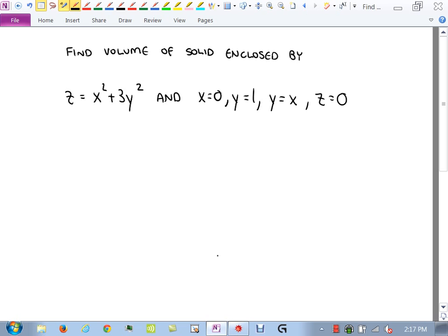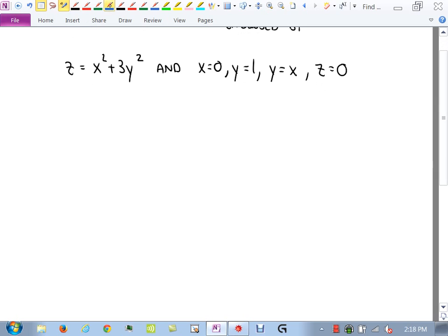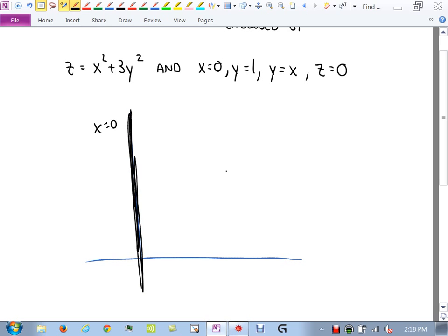z equals x squared plus 3y squared is a paraboloid. It's a bowl, okay? Kind of a weird bowl, but it is a bowl. x equals 0 is the yz plane. y equals 1 is the xz plane moved out 1. y equals x is the diagonal, but it's a plane. It's three-dimensional. z is free, so it goes up and down. And then z equals 0 is the xy plane. Somehow all these objects come together, and we have a region enclosed by all of them. So I'm going to do my best to try and first come up with what's D, what's on the ground. So x equals 0 is this. y equals 1.